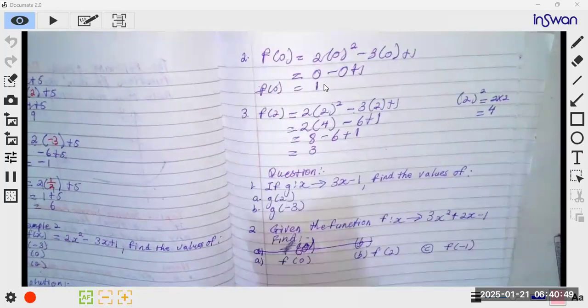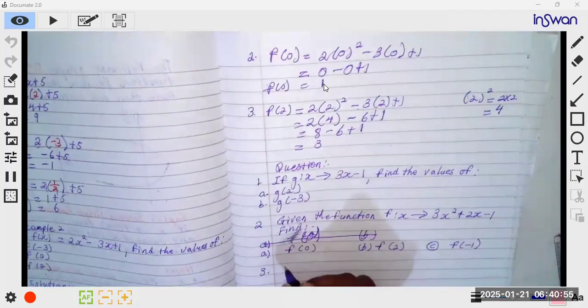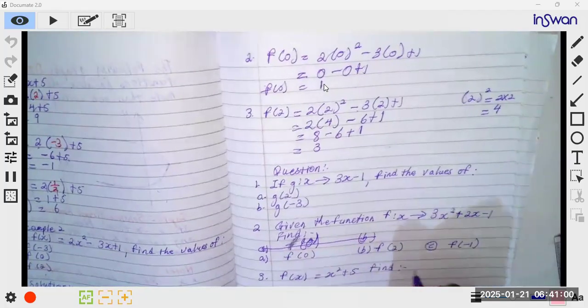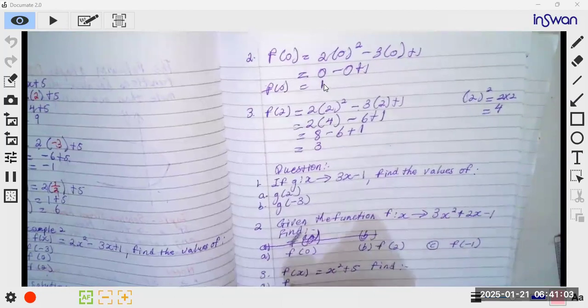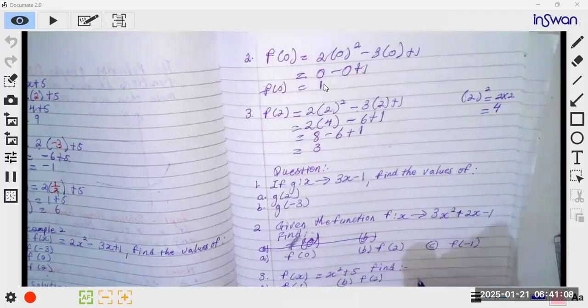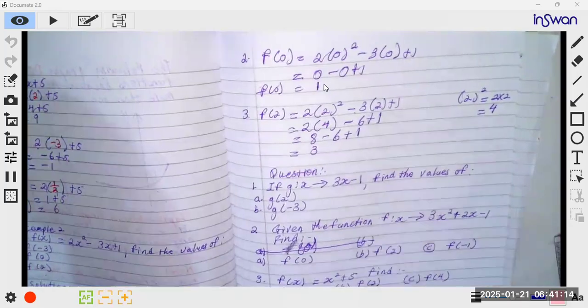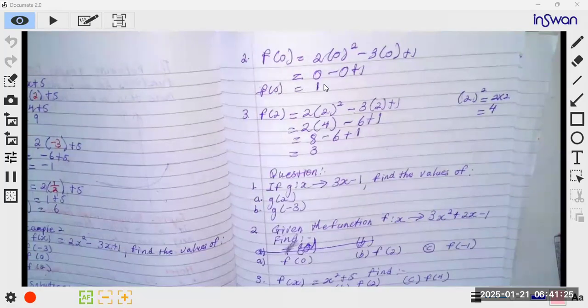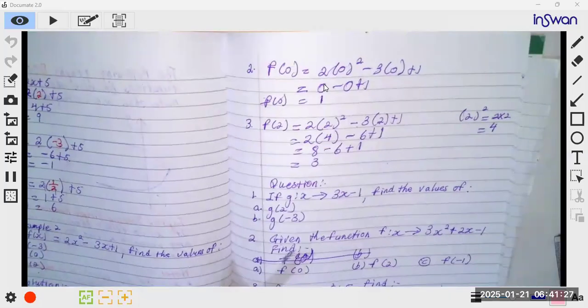Next one, number 3. F of x is equal to x squared plus 5. Find part A, f of 1. Part B, f of 2. Part C, f of 4. Okay, so I want you all to do questions 1 and 2 now. Number 3 will be for homework. 3, 4, and 5, I'll put them down. All right, so do 1 and 2 now, please.